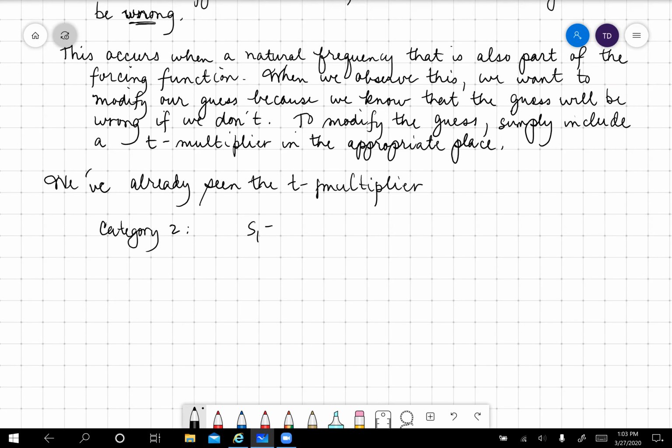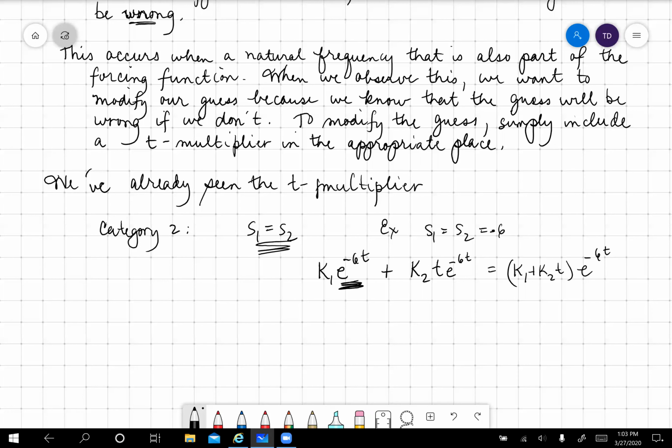So when something is repeated, ready? Here's what's repeated. S1 equals S2. See the repetition? Let's just say in this example, S1 equals S2 equals minus 6. So the guess is K1 e to the minus 6t. That's one of them. But the second term, we can't guess K1 or K2 e to the minus 6t. We put a T multiplier in. And that's why we wrote it this way: K1 plus K2t, e to the minus 6t. So what we did is we took this form, and we multiplied it by t. So we get a T multiplier. Anytime something happens that is repetitive, we put this T multiplier in.